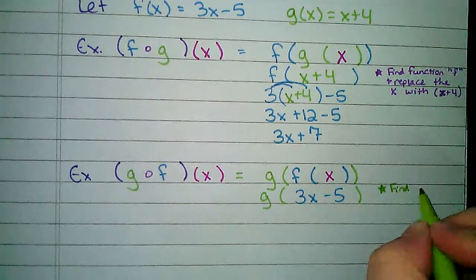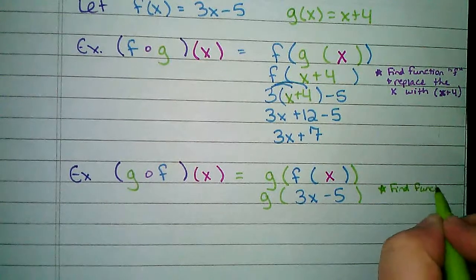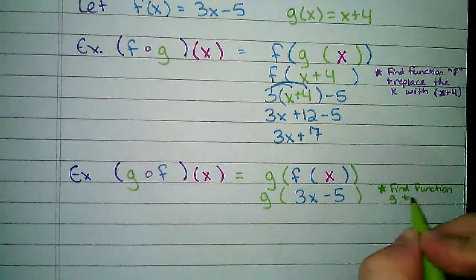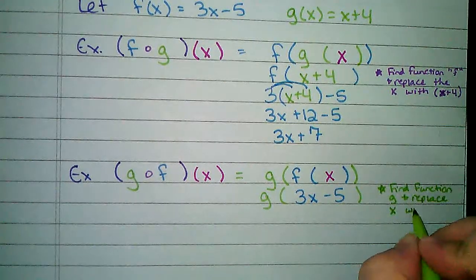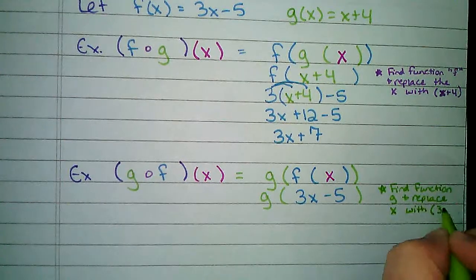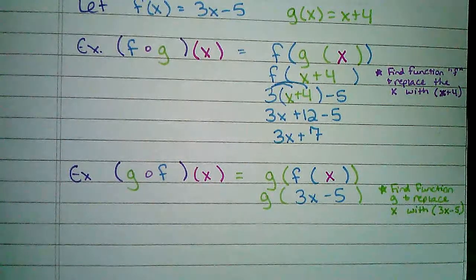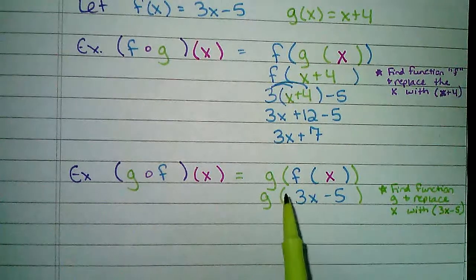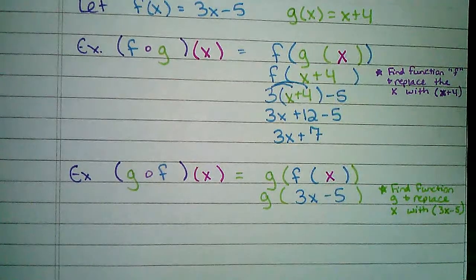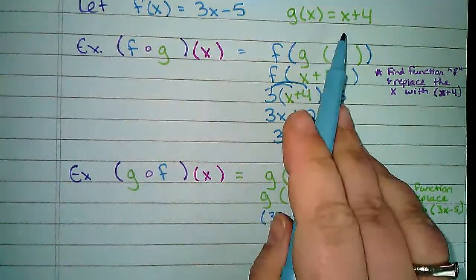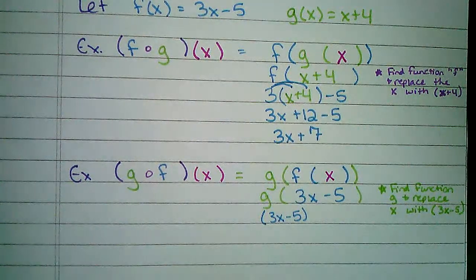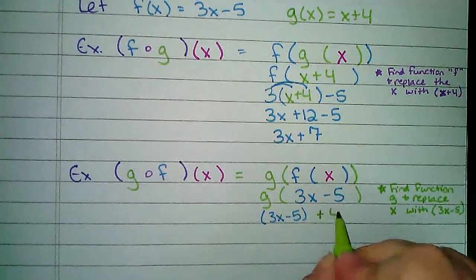So what we need to do is find the function g and replace the x with, in parentheses, 3x minus 5. So that's what we are going to do. So here's our function g. Right here, it says x plus 4. So I am going to have my 3x minus 5 in place of that x. So instead of writing x, I wrote 3x minus 5. And then I'm going to write plus 4.